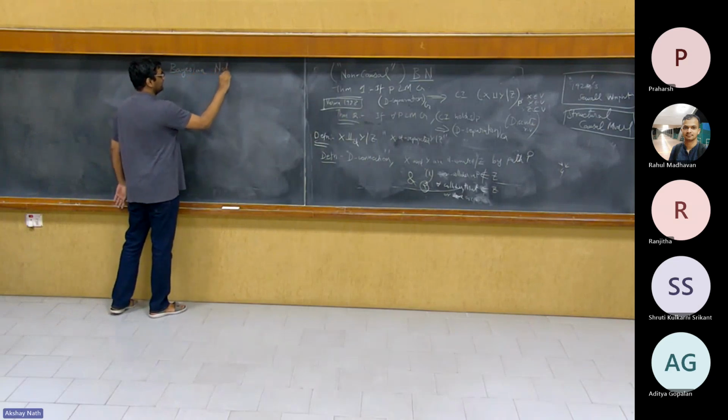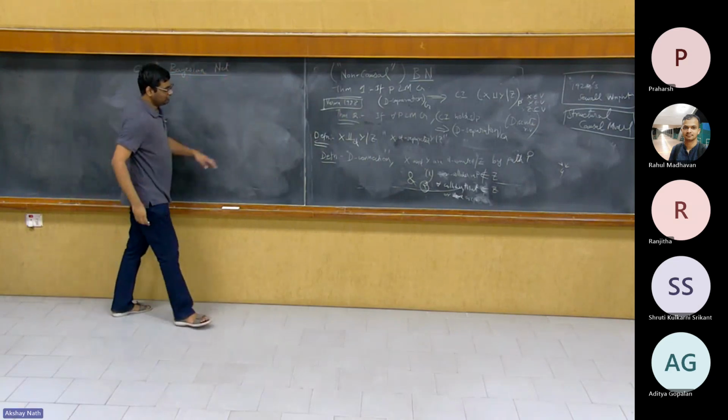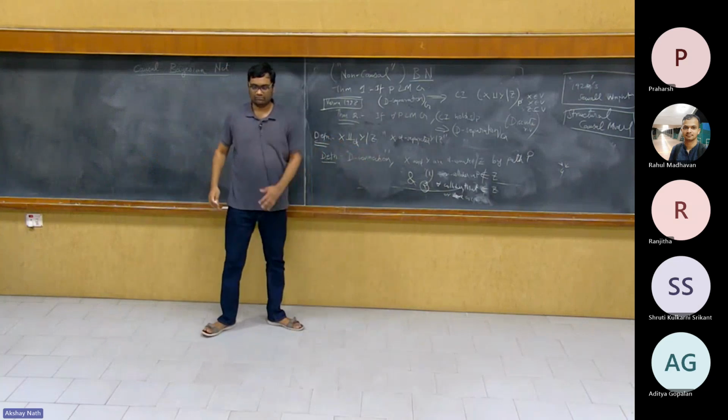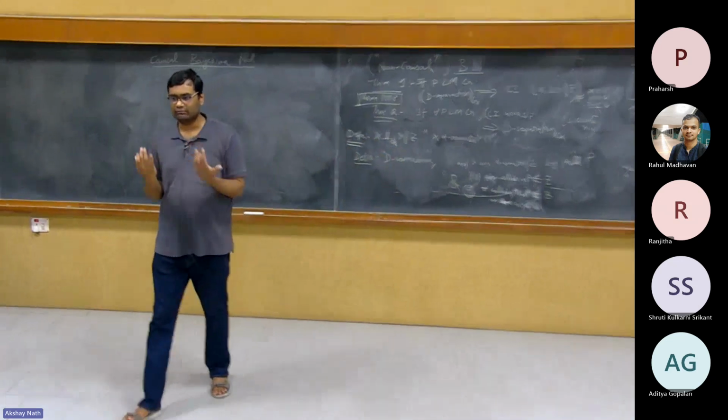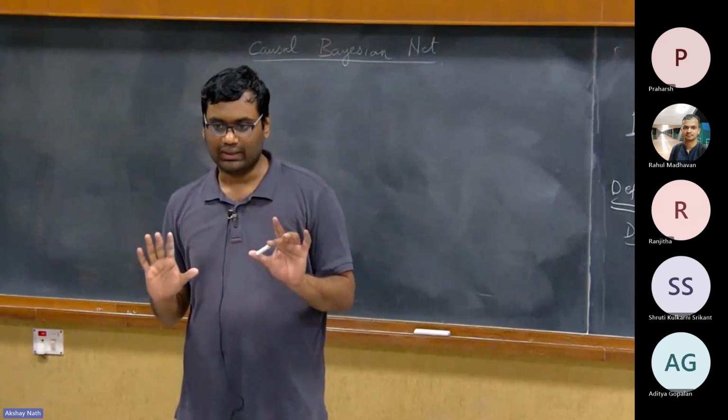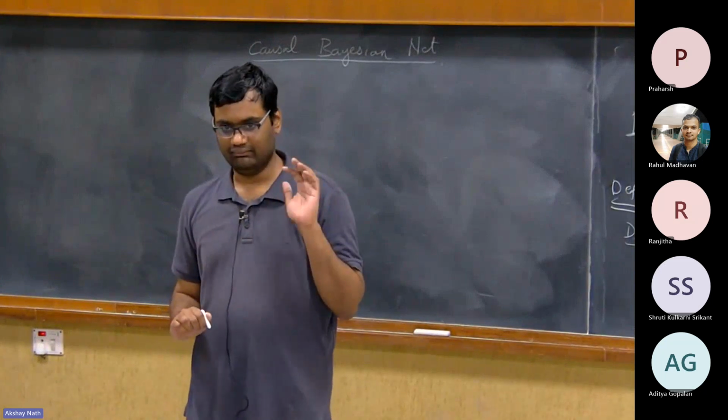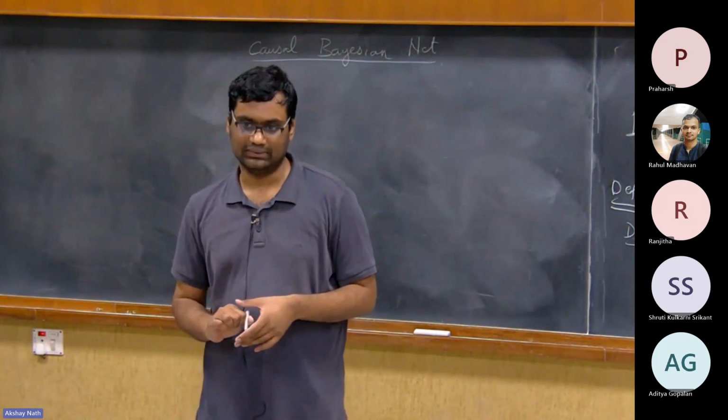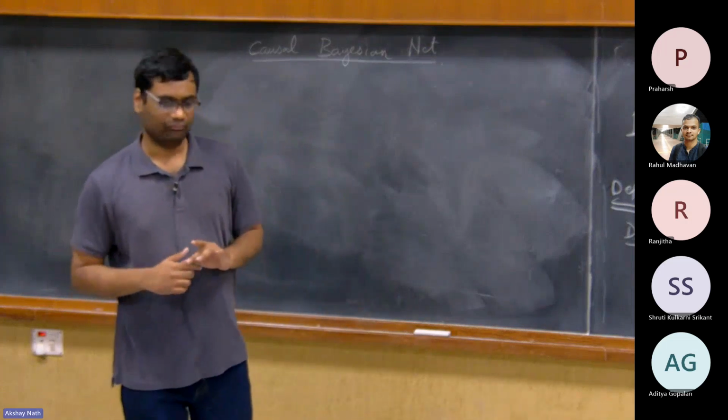Okay, causal Bayesian nets. There's one more property I did not say: when are two graphs Markov equivalent? I didn't go there, but we will when we get to the discovery part. I won't go there right now.